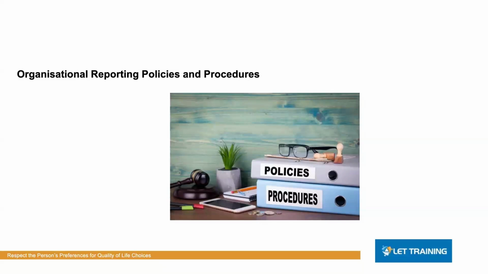Organisational reporting policies and procedures. Reporting lines differ between organisations. Reporting policies and procedures would typically include how to identify the limits of your role, to whom you should refer a concern or issue outside your role, steps in referring a concern or issue outside your role, steps in confirming that the concern or issue outside your role was referred correctly.